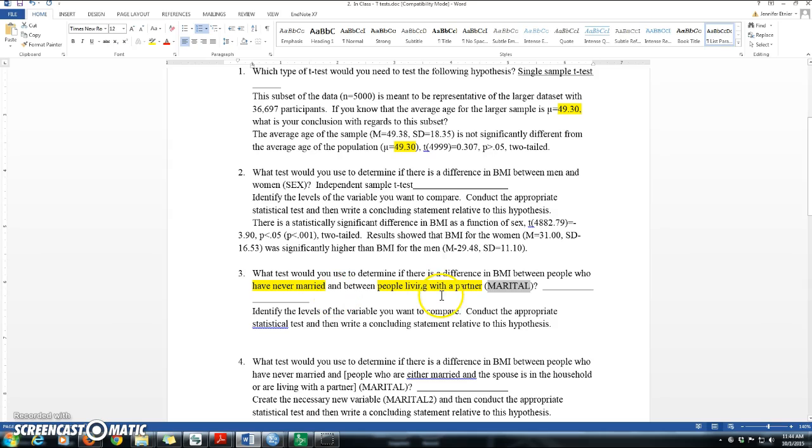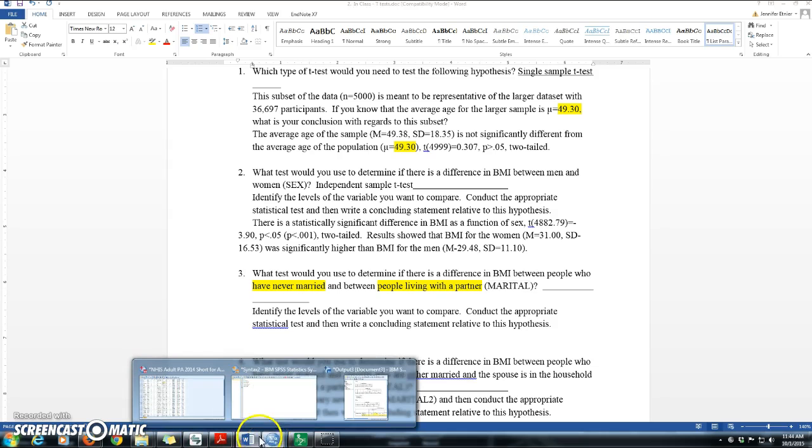They can't be both. Well, I guess they could, but they've self-selected. That is a little confusing, isn't it? They could have never married and be living with a partner. But in this case, this wasn't my data set. In this case, these are different people. You can only choose one choice or the other.